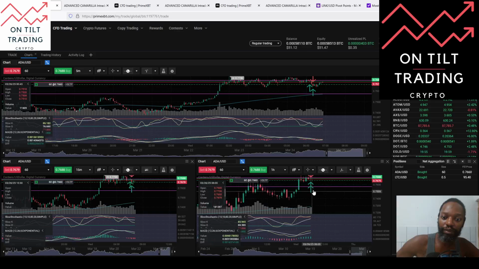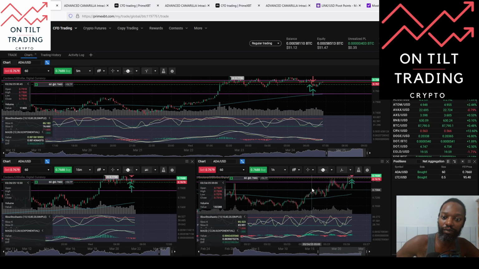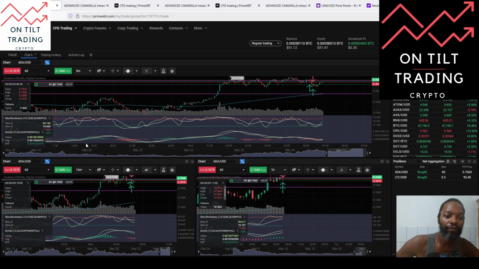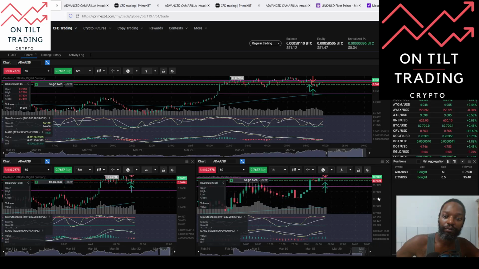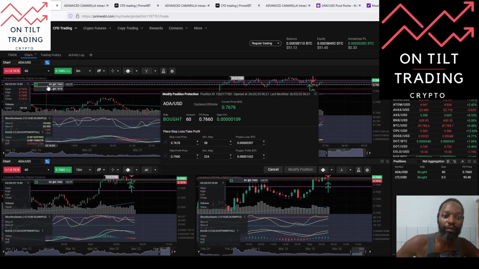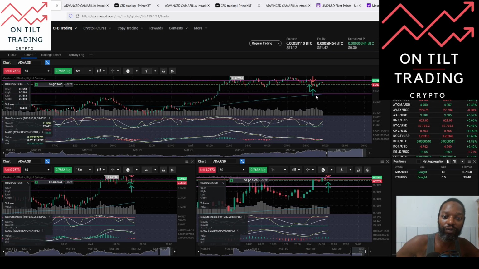Let's see if we can pull it up on the 60. No, we won't be able to pull it up on the 60. So I'll just pull up... okay, here's where we're at. So this is my target here at 0.79, and my entry is 0.766, and then here is my stop. So we're working with at least a 4 to 1 here.